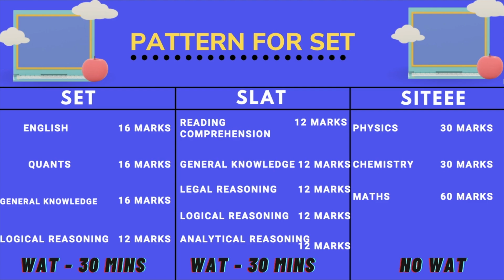Talking about SIEEE, you have physics of 30 marks, chemistry of 30 marks, and math of 60 marks. So that makes it to a total of 120 marks. Each question basically here carries double weightage, and there is no written ability test.